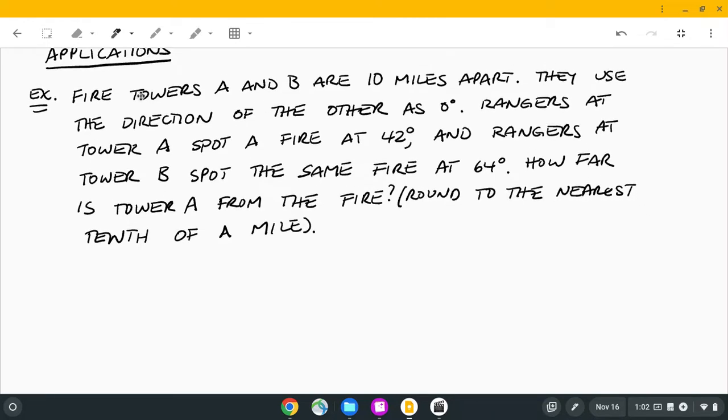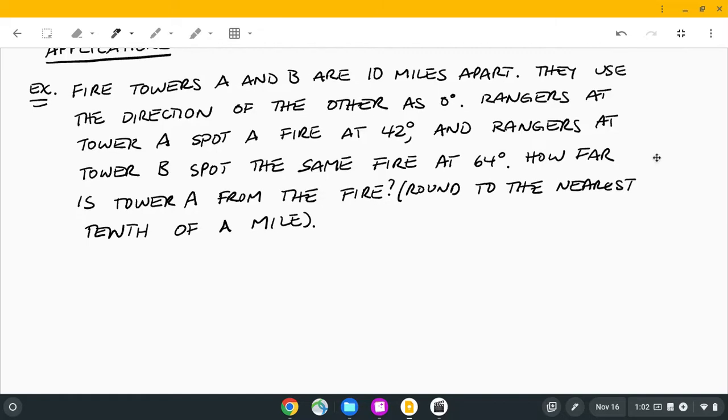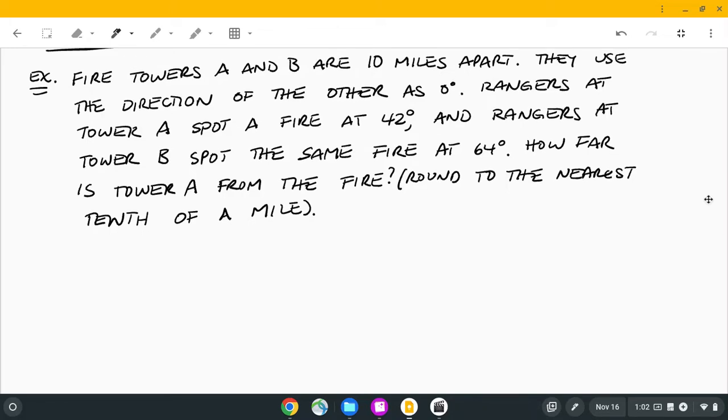Sometimes when you do these word problems, make sure you read it half a dozen times till you really understand it. Just because you can sound out the words doesn't mean you understand everything that's going on. Science problems, physics problems, math problems take an extra something to dissect all of the meanings behind everything that is written there. All right, so fire towers A and B are 10 miles apart.